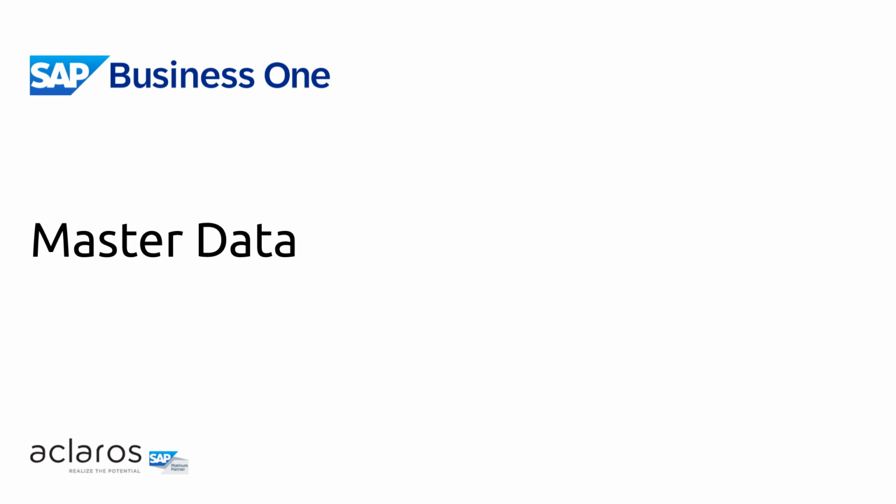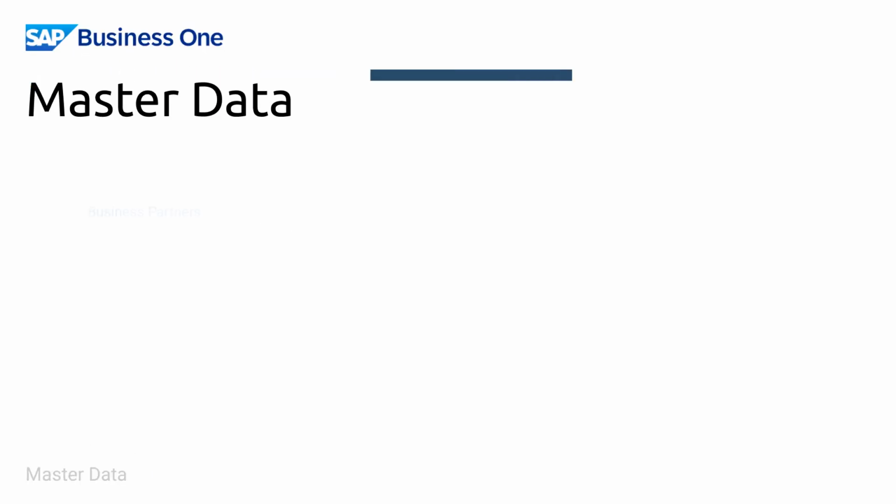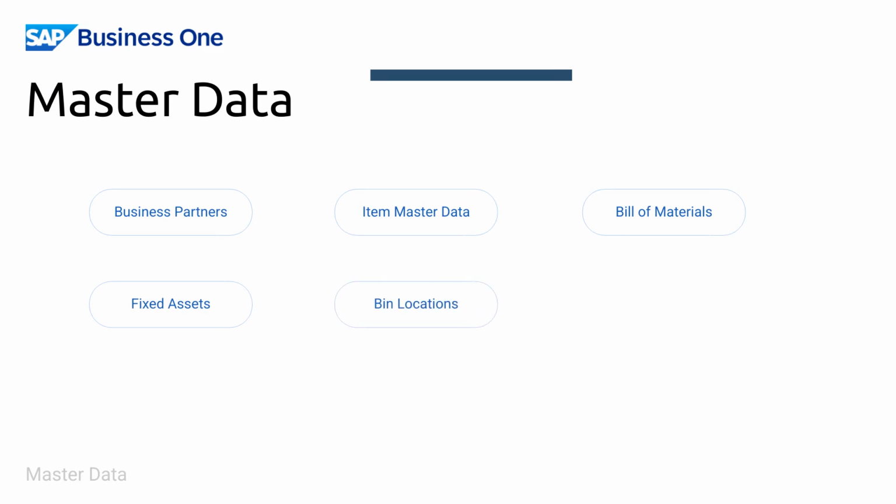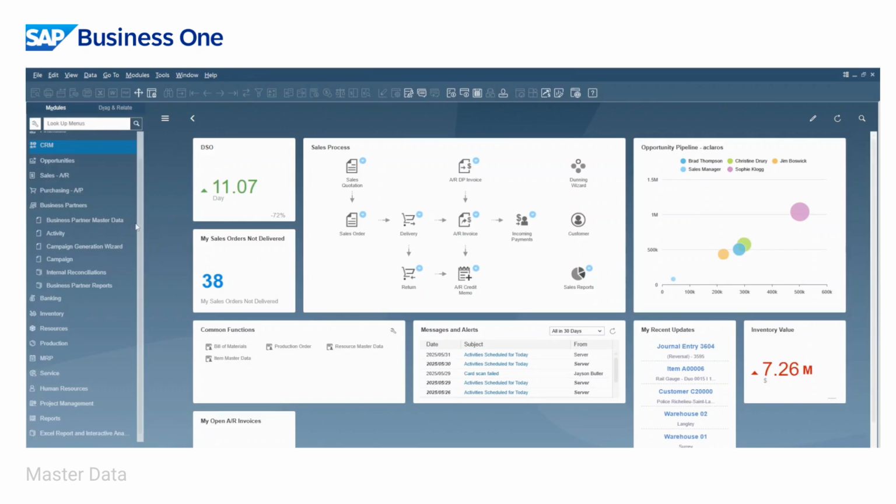Master data in SAP Business One is the reusable information that forms the backbone of every transaction. It includes your business partners, items, bills of material, fixed assets, bin locations, resources, and employees. All the essential records used across sales, purchasing, and inventory. It pulls from this master data to streamline document creation and ensure accuracy.